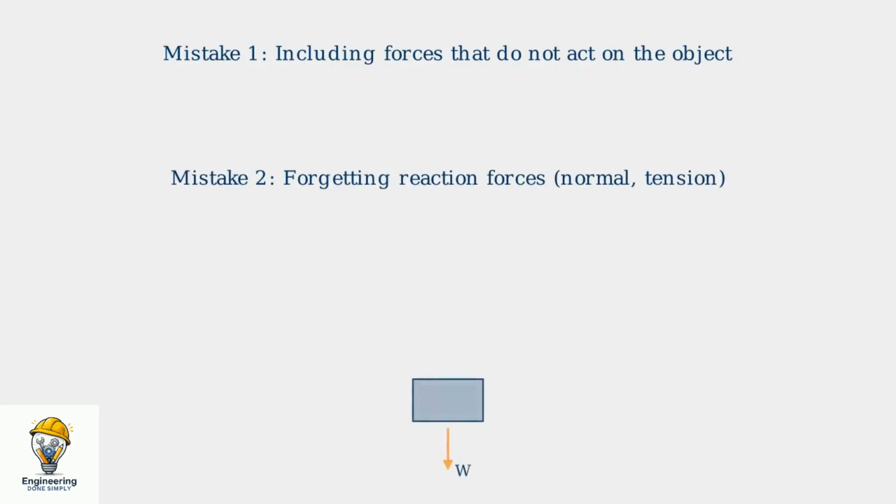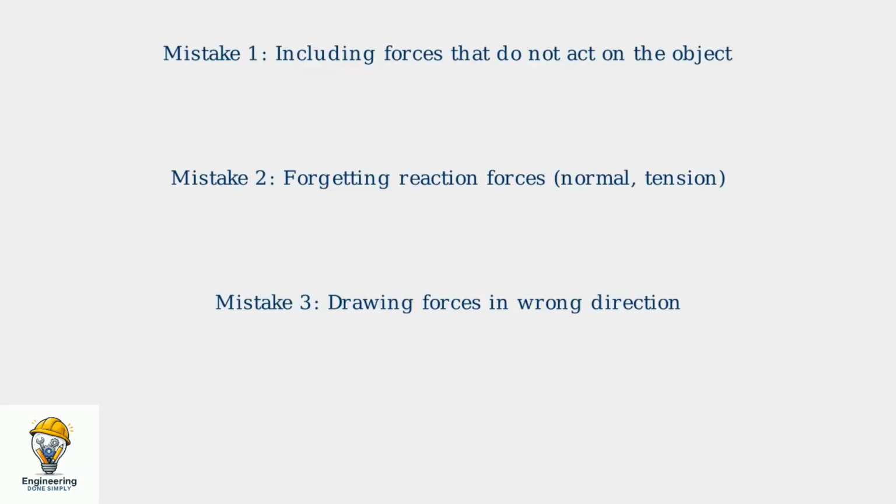Common mistakes in free body diagrams can lead to incorrect analysis. The first error is including forces that do not act on the object itself, such as forces exerted by the object on something else. Another common mistake is forgetting reaction forces, like normal forces or tension forces that act on the object. These must always be included when they exist. Forces must be drawn in their correct directions. For example, weight always acts vertically downward, never horizontally or at an angle unless specified.